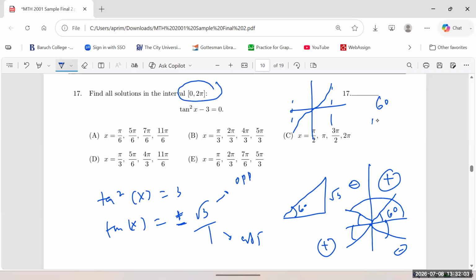60, 120, and then 180 plus 60 more, 240, and then 300. Convert all of these into radians and see whatever works. D. So definitely this cannot be true because 2 pi is included, but 2 pi is 360. It's definitely not the answer. Pi over 6 is 30 degree, definitely not the answer because our answer is 60 degree. It's definitely not E because this is 30 degree.